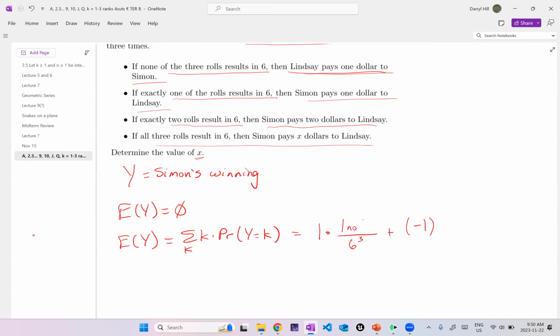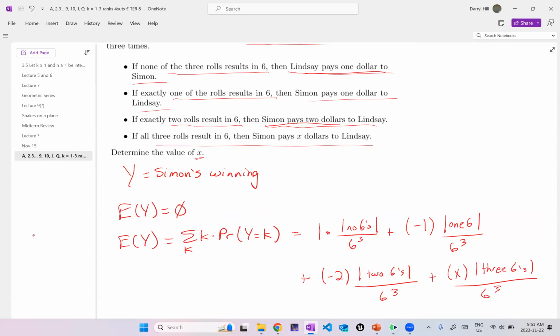Okay, let's write this like this. No sixes. Exactly one 6. So -1 is the payout if there's exactly one 6, and it's the size of the one-6 case. Plus, in this case, Simon loses $2, so -2, and this is two 6s over 6 cubed, and then all 3 is x times the number of ways to get three 6s. Maybe I won't have time to get through this. I don't know.